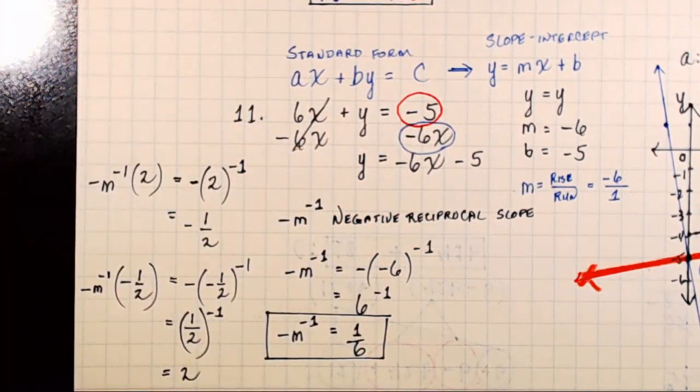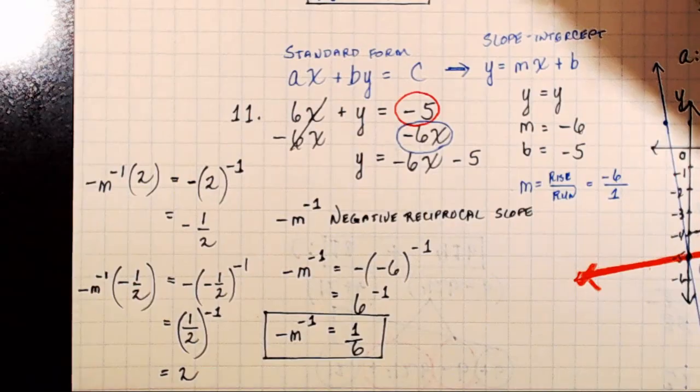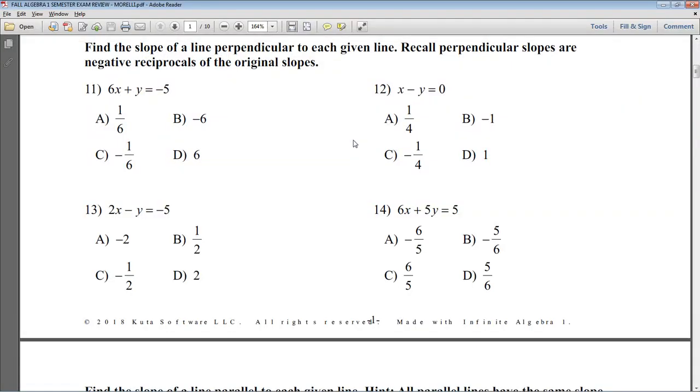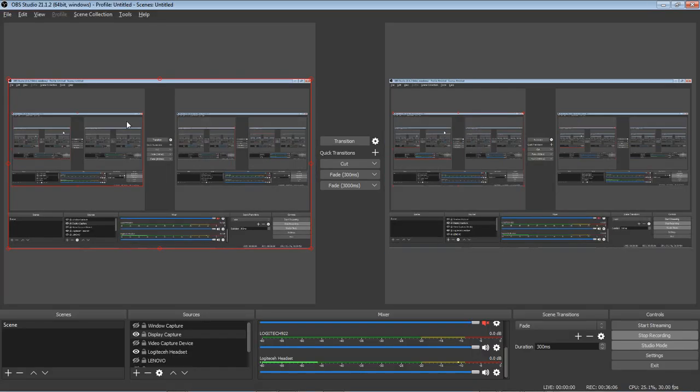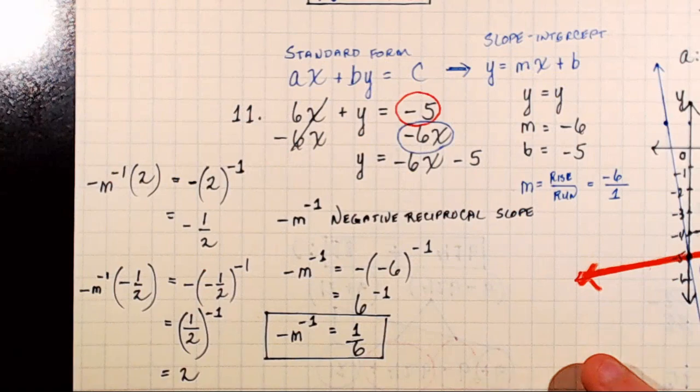Let's go to our answer choices and see if that is in fact one of our answer choices. Positive 1/6. So for number 11, it looks like it's A, positive 1/6. Right? So this would be A.